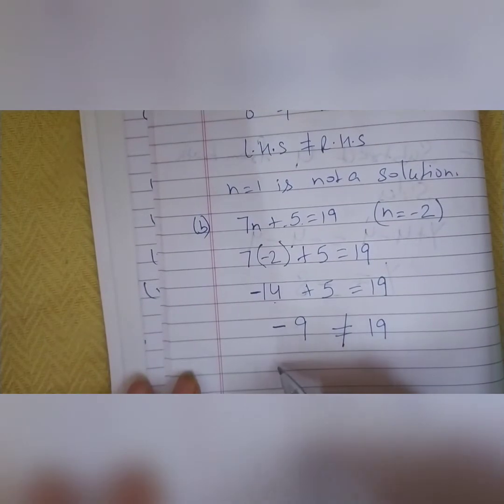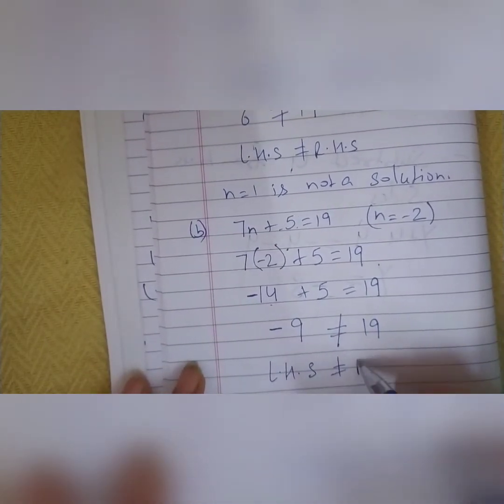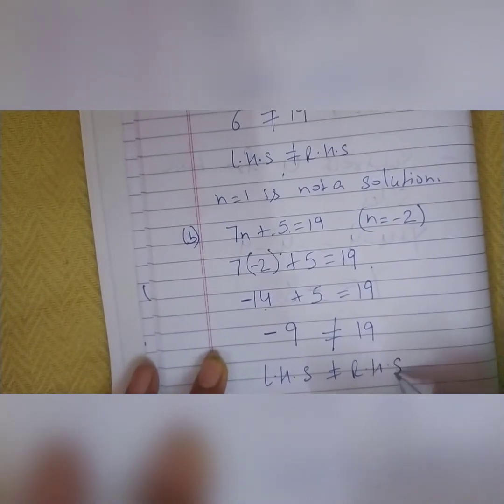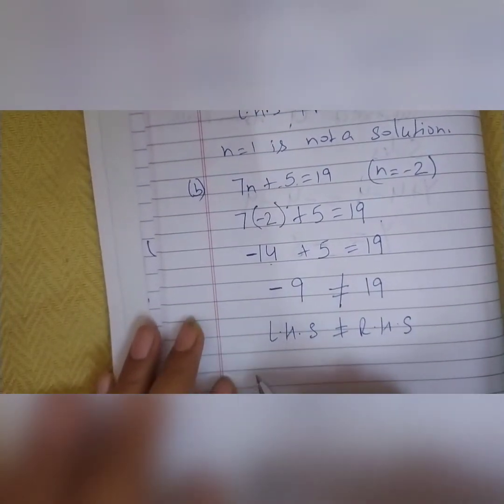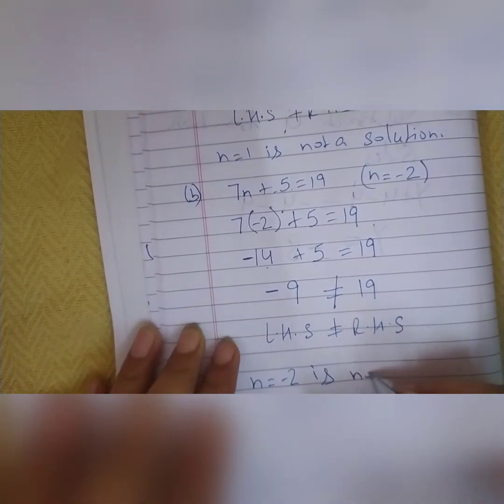तो अगेन हमने क्या देखा? What we see: left side is not equal to right side. So again we can say n is equal to minus 2 is not a solution.